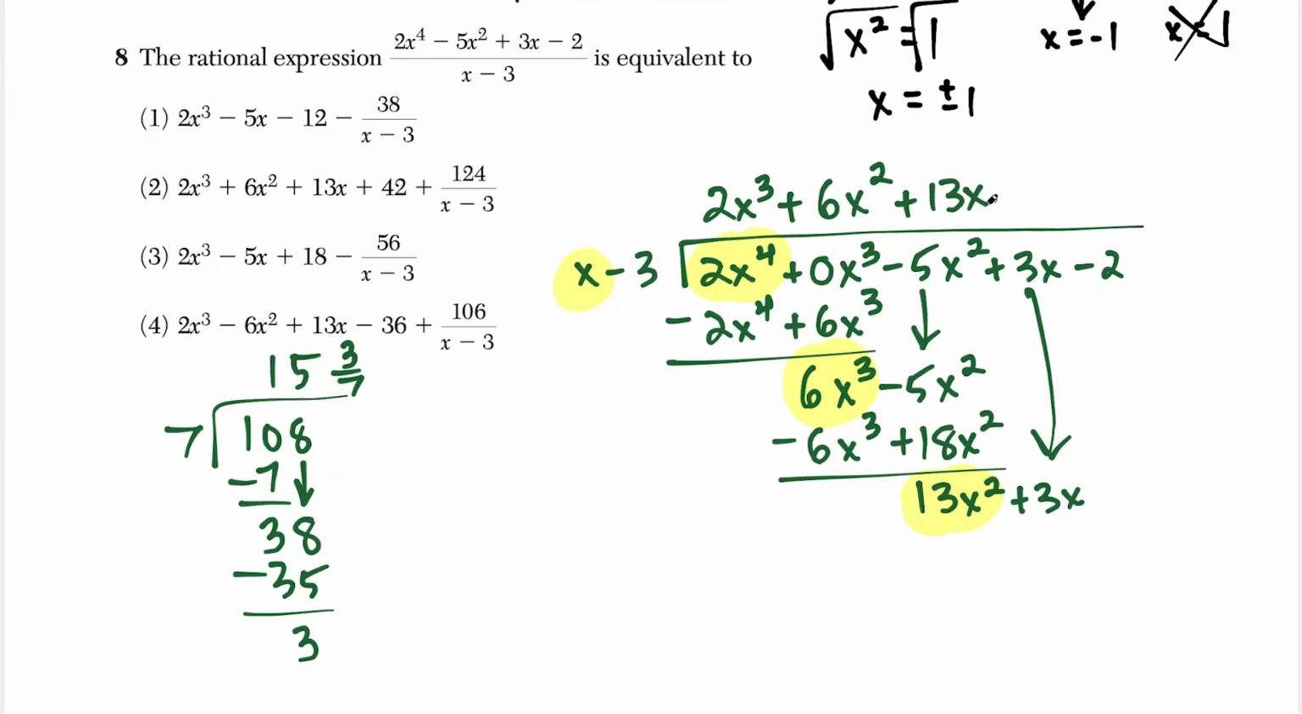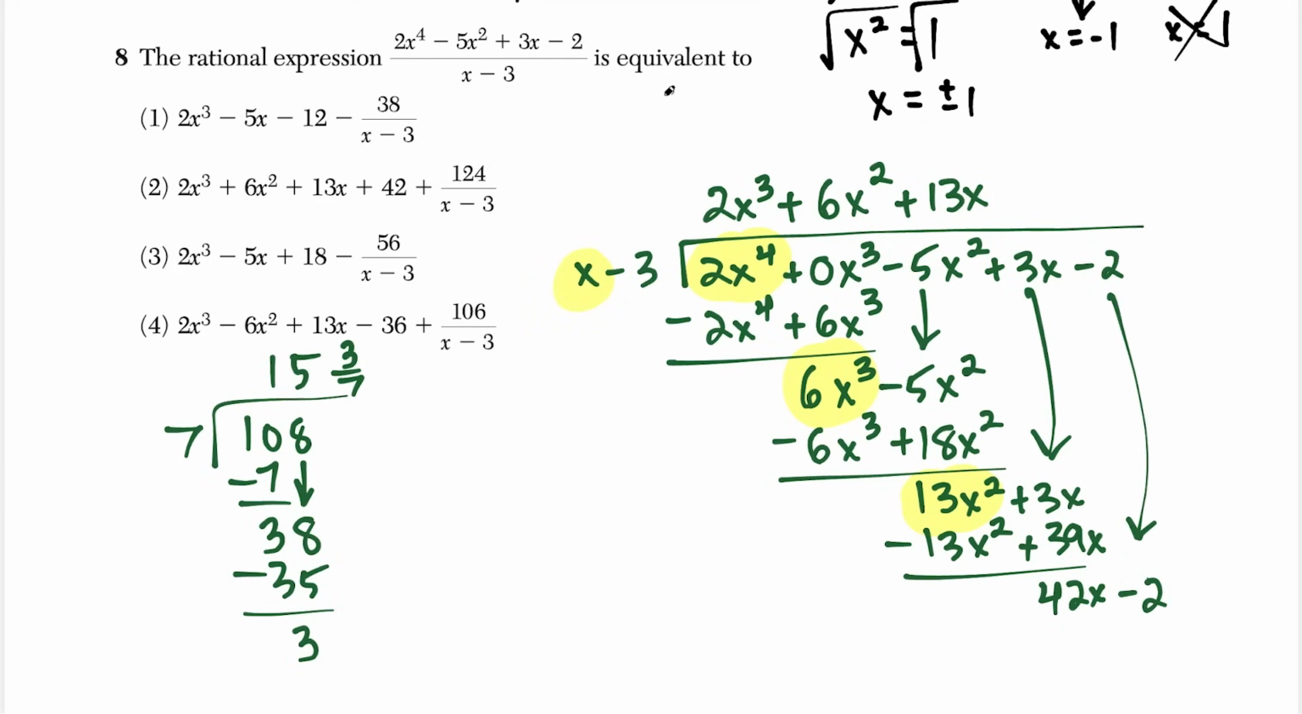And now we distribute: 13x times x is 13x squared. And then 13x times -3 is -39x. And then we subtract, so we just change the sign of everything. We have minus, and then this changes to plus. These terms cancel out, and we're going to have 0 plus 42x. And then finally, we bring down our last term.